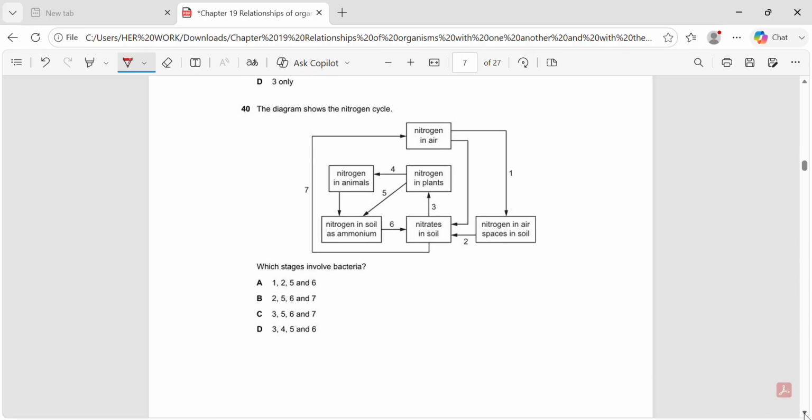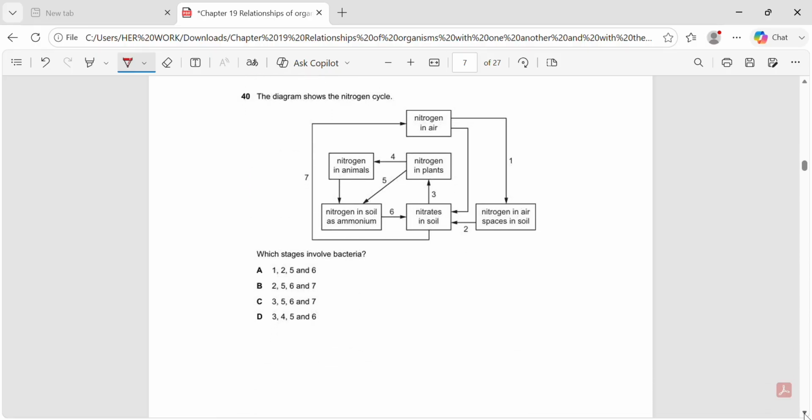Then next, the question shows the nitrogen cycle and asks, which stages involve bacteria? To answer this, identify the stages where bacteria play a role. Bacteria are responsible for nitrogen fixation, ammonification, nitrification, and denitrification. These processes correspond to stages 2, 5, 6, and 7 in the diagram. Therefore, B is the correct answer.